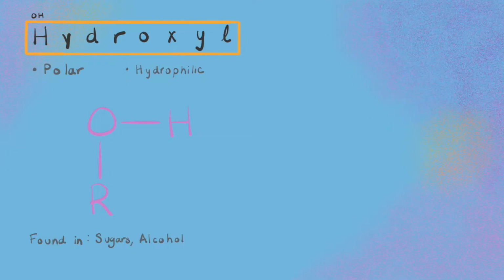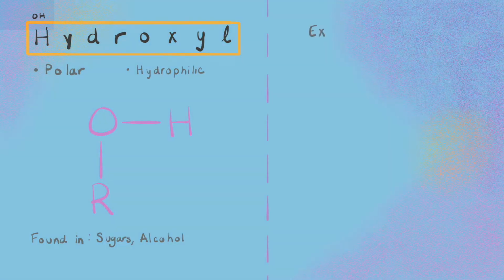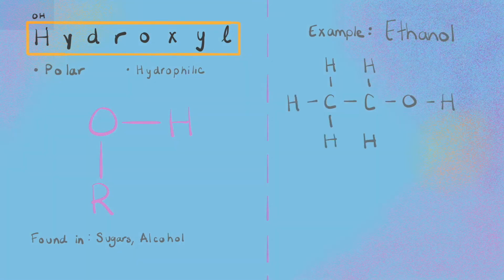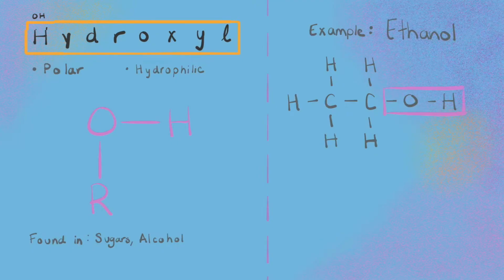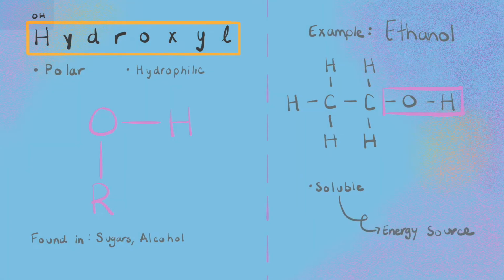Hydroxyls are made of oxygen and hydrogen and have a partial negative charge, which makes them polar and capable of hydrogen bonding. They are often found in sugars and alcohol. Here's an example. Ethanol has a hydroxyl group, making it polar and hydrophilic due to hydrogen bonding capabilities. This means ethanol is soluble and can be used as an energy source.